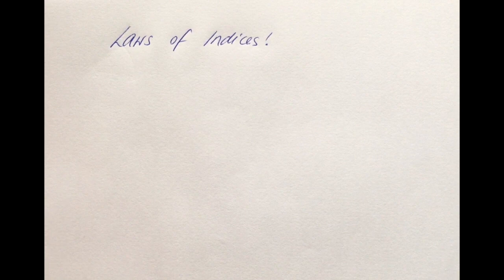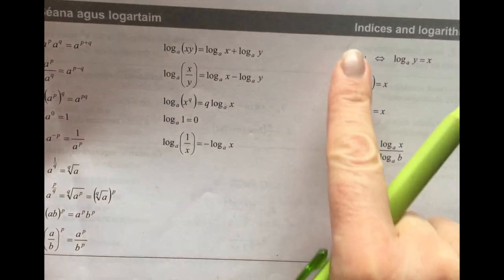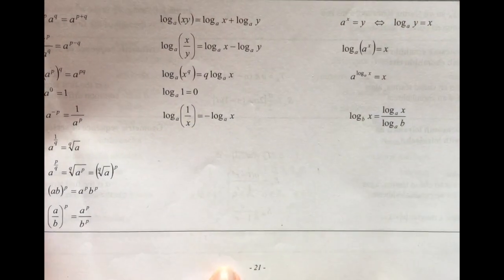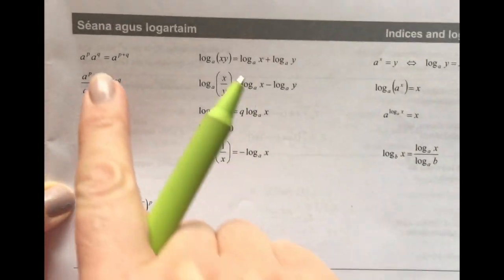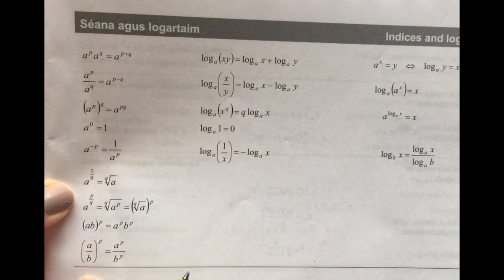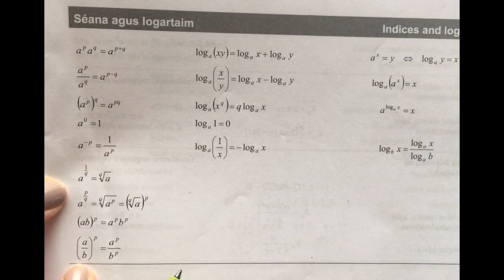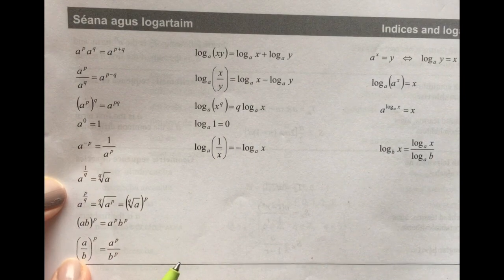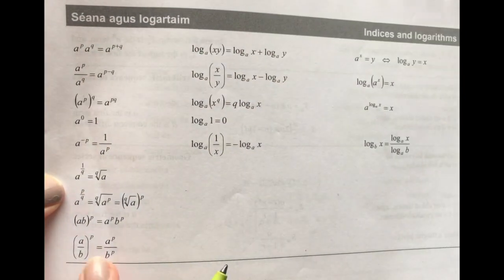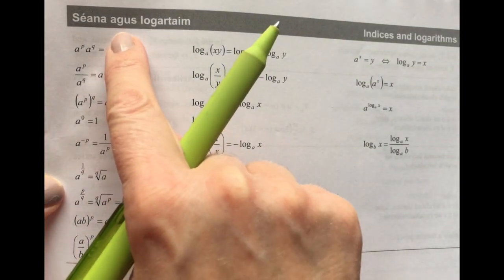Okay, so in this video we're going to look at the laws of indices. And the first thing I'm going to do is go to where these are listed out in your log tables. If you go to indices and logarithms on page 21, we can see down on the left hand side the list of the laws of indices. I'm going to refer to them as they are in your log tables because this is what you're going to have with you in the exam.